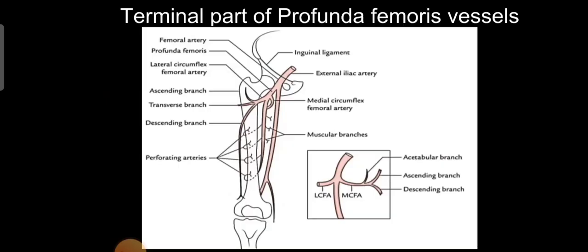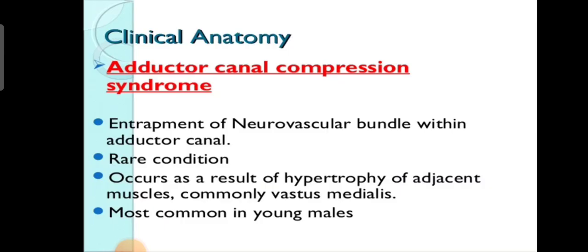Then we have profunda femoris vessels in the adductor canal. The profunda femoris artery is the largest branch of the femoral artery. It is providing muscular branches and perforating branches in the adductor canal.